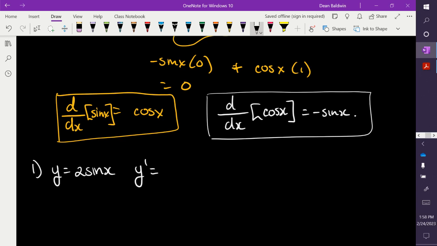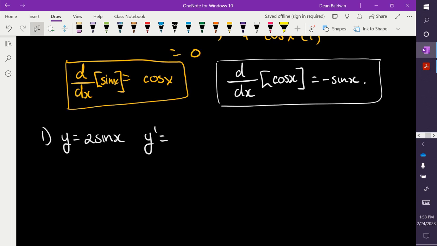So if y is equal to 2 sine x, what's y prime? 2 cos x. Because you don't care about constants, right? Constants you can just pull out, forget about them, find the derivative of the sine function, and there you go.